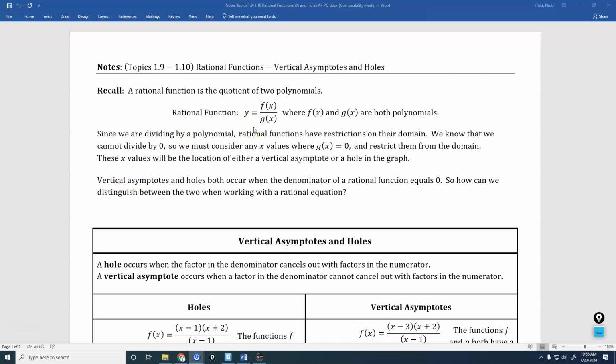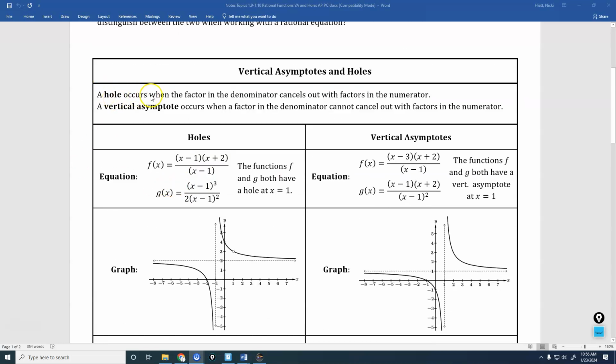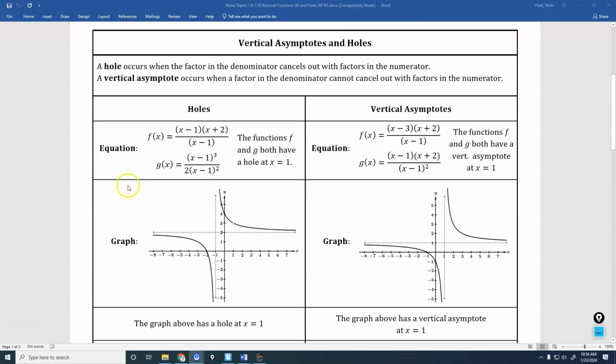Now what I want to do is talk about what happens at those points. We know we can't have a 0 in the bottom. We want to describe specifically what is happening at those points. And at those points, you're going to have either a hole in the graph or a vertical asymptote. Okay? A hole is going to occur when a factor in the denominator cancels out with factors in the numerator. And a vertical asymptote is going to occur when a factor in the denominator does not cancel out with the factors in the numerator.